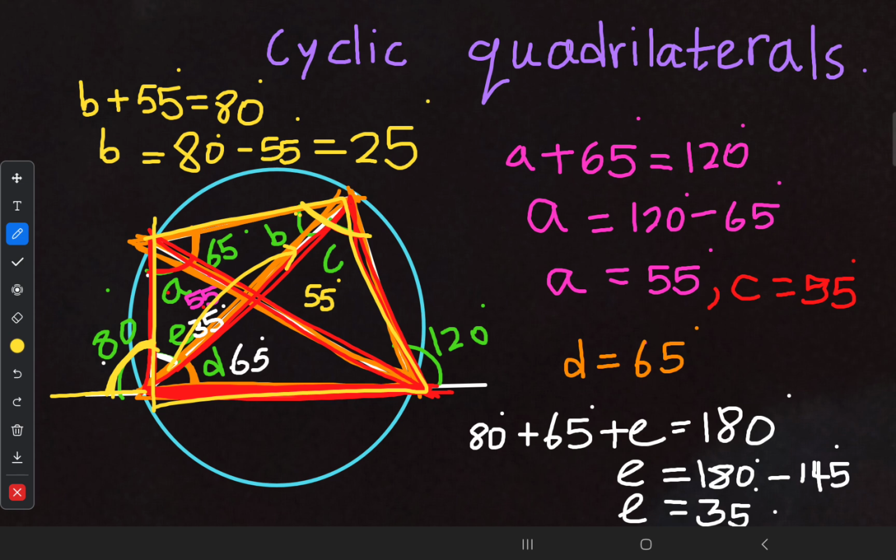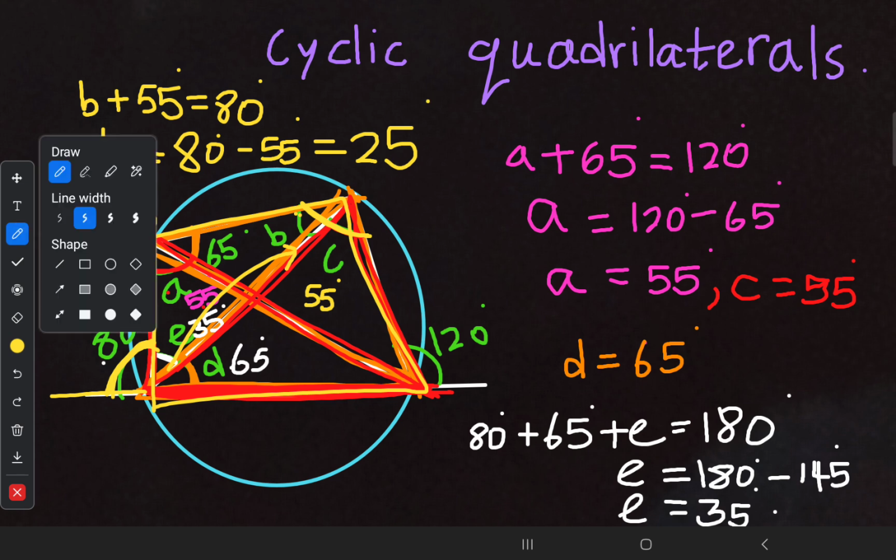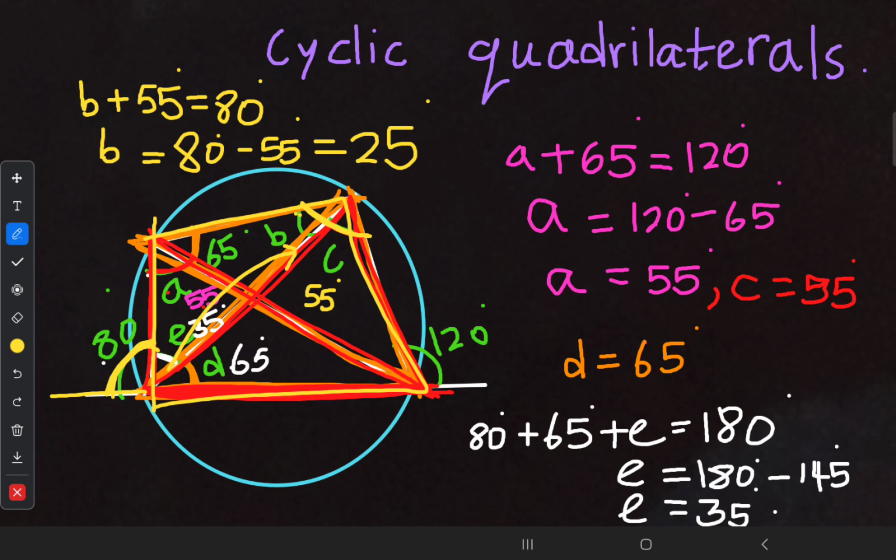B is 25 degrees. This is a complex question. There are too many magnitudes. We have to find 5 magnitudes in total, so we have to use different kinds of theorems to incorporate this diagram. First of all, what we did: here this is our exterior angle, which should equal the interior opposite angles.